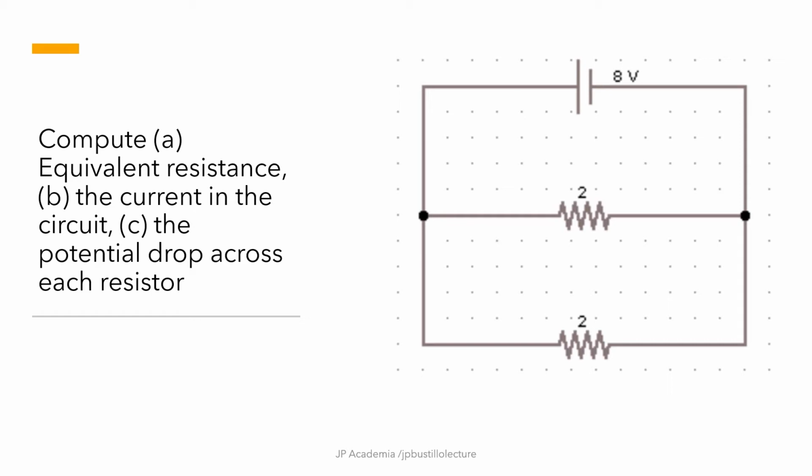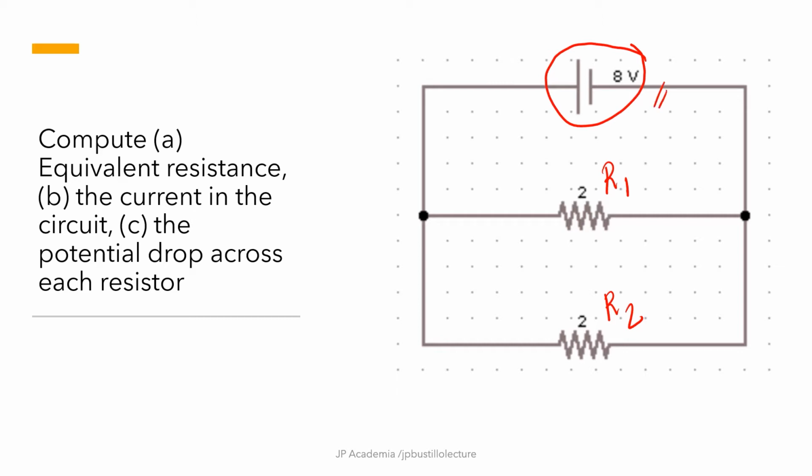So hi guys, for this example, we have here our resistors connected in parallel. So we have two resistors. Our first resistor R1 with a value of 2 ohms. Then our second resistor R2 with a value of 2 ohms as well. Then both of these resistors are connected to a constant voltage source with a value of 8 volts.